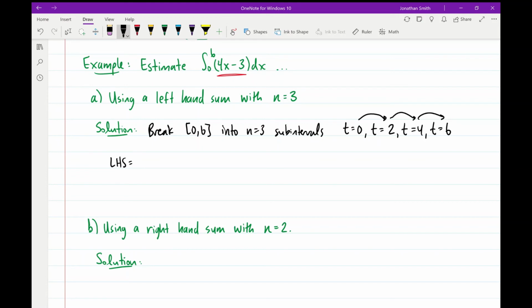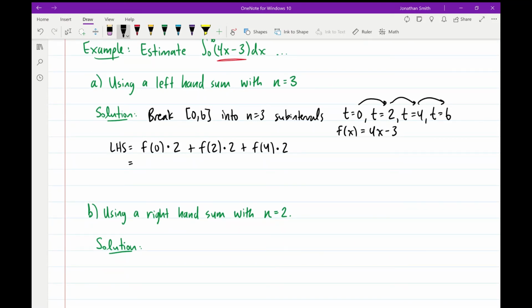So the left-hand sum is going to equal f of 0 times 2 plus f of 2 times 2 plus f of 4 times 2. And maybe I should say here that this f, f of x, is equal to 4x minus 3, my integrand. And now I can evaluate what f of 0, f of 2, and f of 4 actually are. So we get (4 times 0 minus 3) times 2 plus (4 times 2 minus 3) times 2 plus (4 times 4 minus 3) times 2.